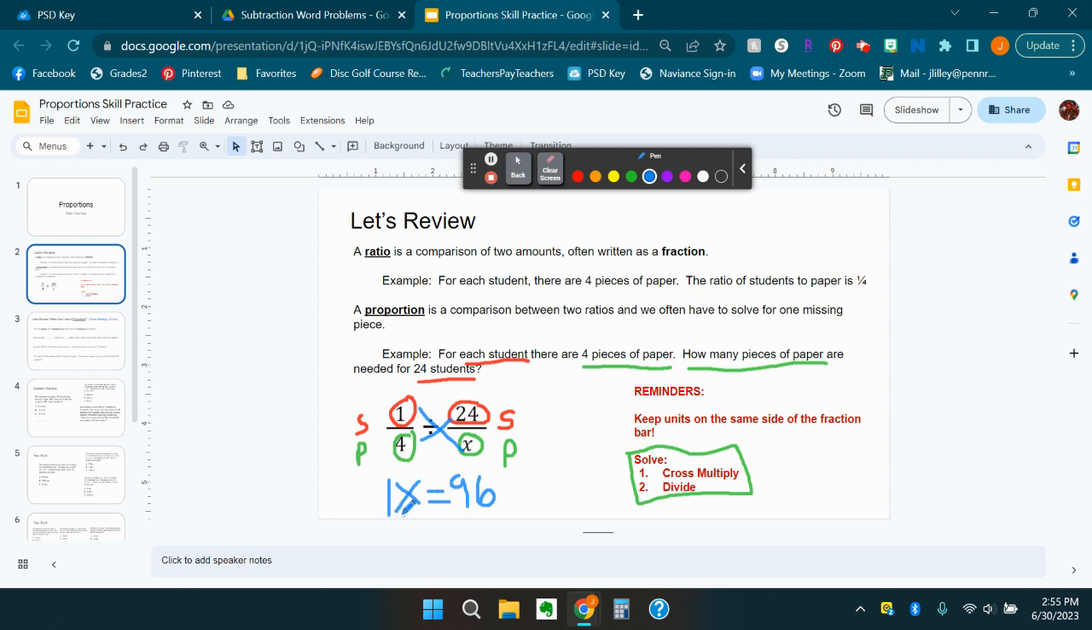Then I'm going to divide by whatever is next to my variable on both sides of my equal sign to get my answer. So in this case, I have a 1 next to my x. I'm going to divide by 1. Any number divided by 1 is itself. So that means my missing number in this case is 96. I will need 96 pieces of paper altogether if I have 24 students.